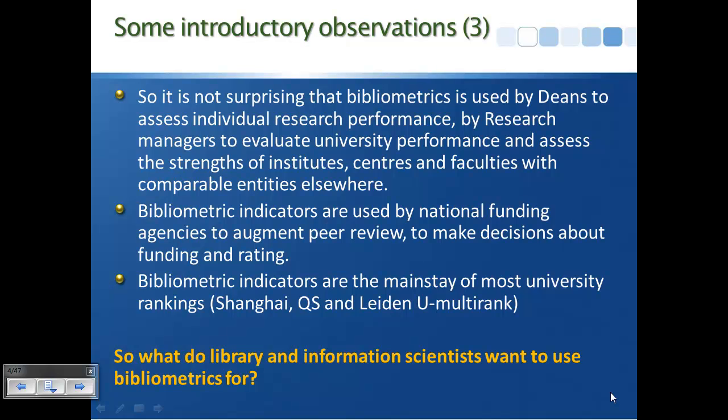Or research managers evaluate university performance and assess the strengths of institutes. We sit at CREST at the moment with 2 or 3 requests to assess the performance of a specific institute and various requests to do comparison. The NRF is increasingly using it, but it's not just the NRF. In the UK, the research assessment exercise used it.